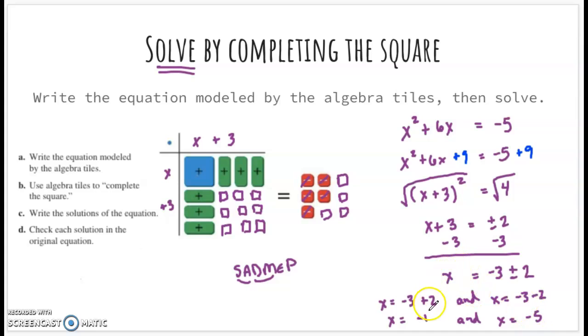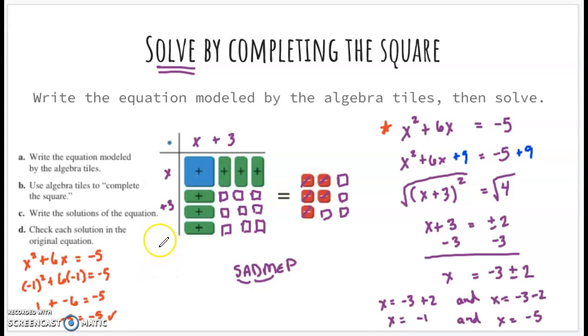I want to make sure at the very end, when I think I found my answers, that I check my work by going back to that original problem, right? So the original problem is x squared plus 6x equals negative 5. So I'm going to test it out. If I plug negative 1 in everywhere I see an x, am I going to get back a negative 5? So let's see here. Negative 1 squared is 1. 6 times negative 1 is negative 6, and 1 plus negative 6, that's negative 5. Negative 5 is equal to negative 5.